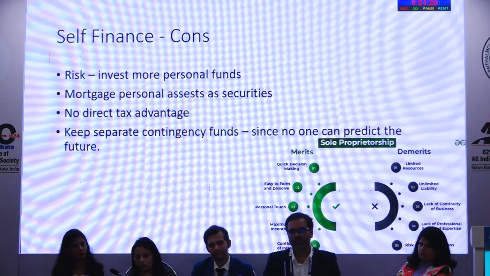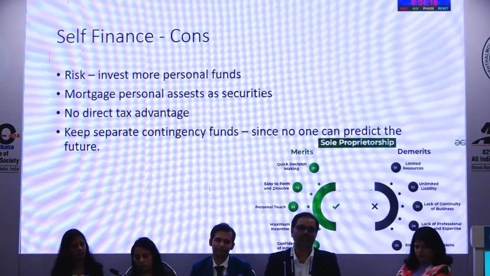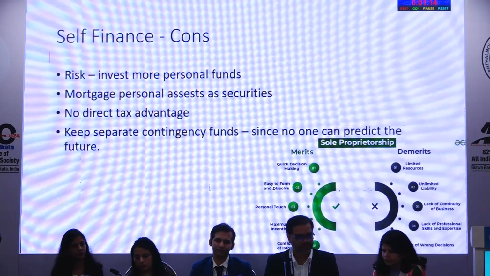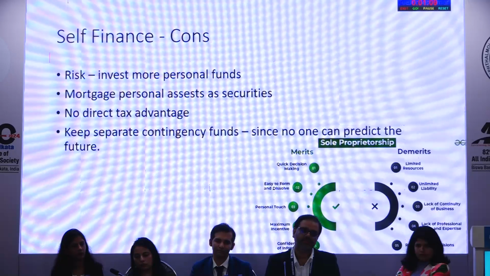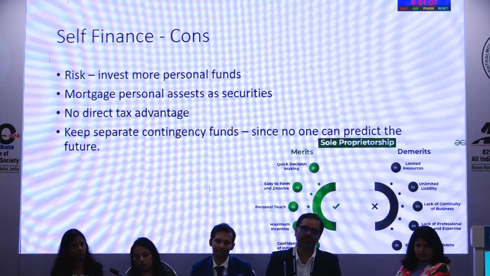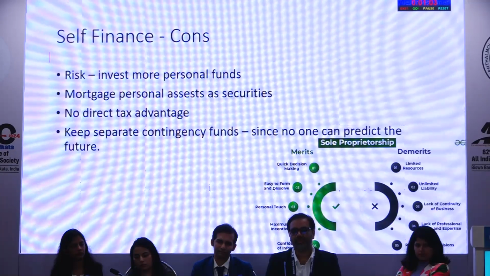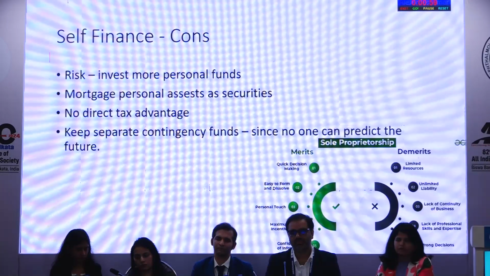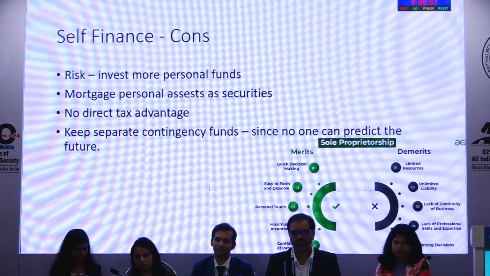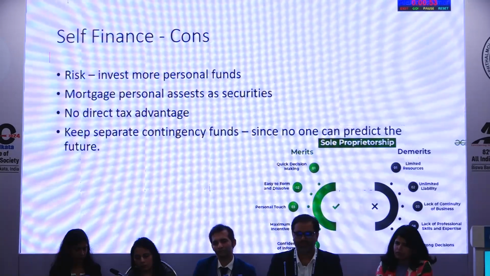However, there are some cons, and most importantly the risk. So if you don't have the ability to take that risk, if you're not able to fund it, definitely you should go for debts. There are other cons, like mortgage of your personal assets. There is no direct tax advantage, which is there in case of debt, and definitely you'll have to keep a separate contingency fund, as no one can predict the future. We have all experienced the COVID times, and this is one of the highlights of that.